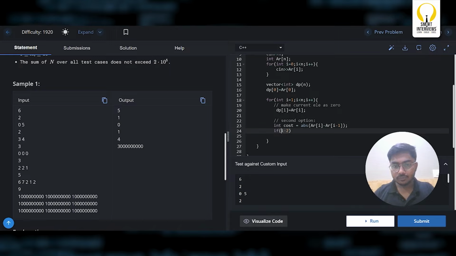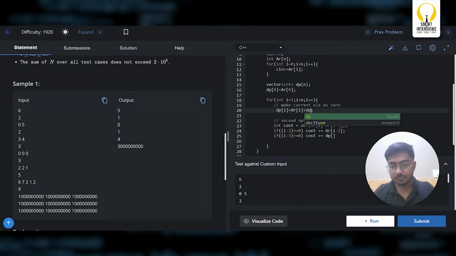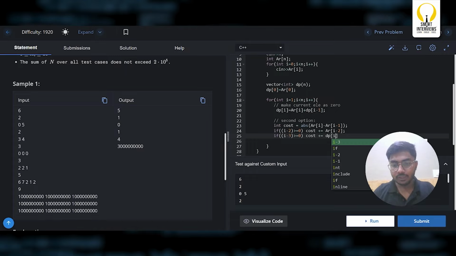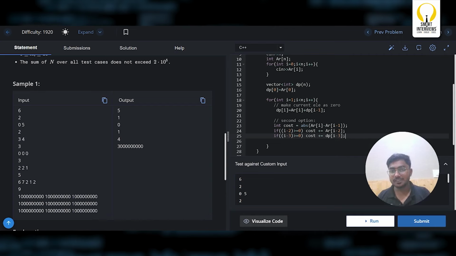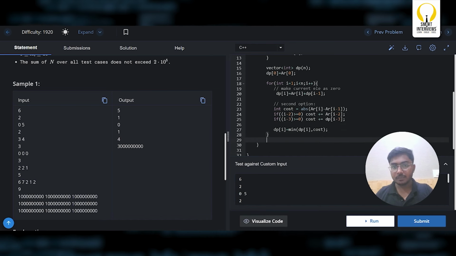I need to check if I minus 2 is greater than or equal to 0, then I can say cost plus equals, I need to make I minus 2 also 0. The cost to make array of I minus 2 as 0 is array of I minus 2. And if I minus 3 is greater than or equal to 0, the cost is going to be DP of I minus 3. Here we missed that, we need to take DP of I minus 1 here. What is the cost to make the good array from index 0 to I minus 3? And here DP of I equals the minimum of DP of I and whatever cost we got from the second option. We'll always take the minimum. At the end, I need to print DP of n minus 1.